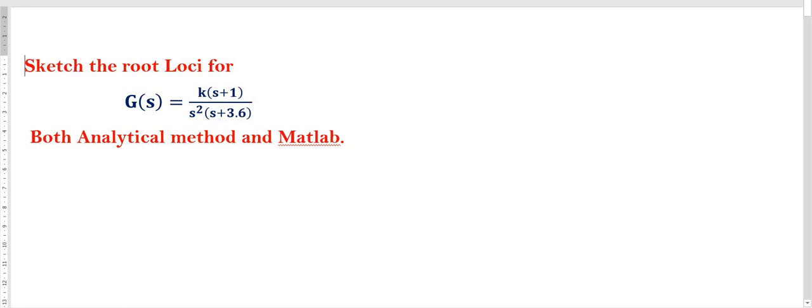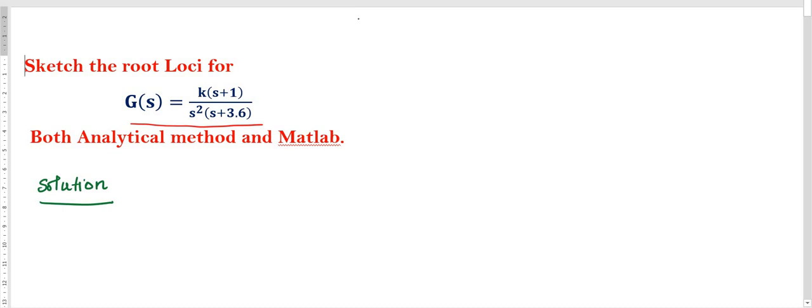In this video, I am going to explain how to plot a root locus for a given open loop system G(s) = K(s + 1) / (s²(s + 3.6)) using the analytical method and the MATLAB method. First, I am going to explain the solution.